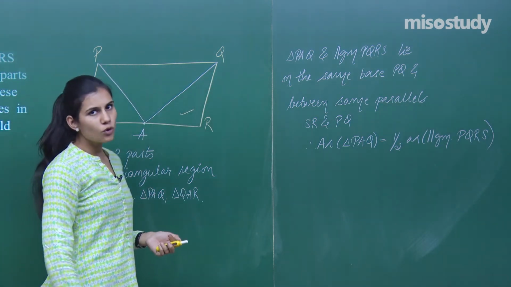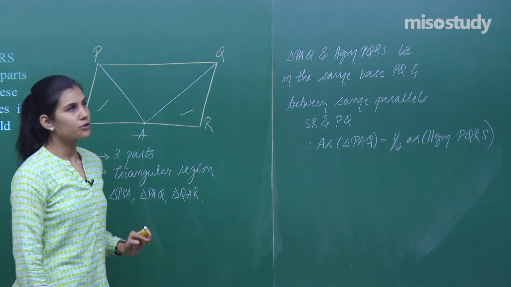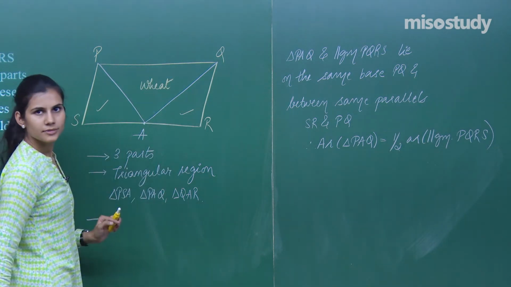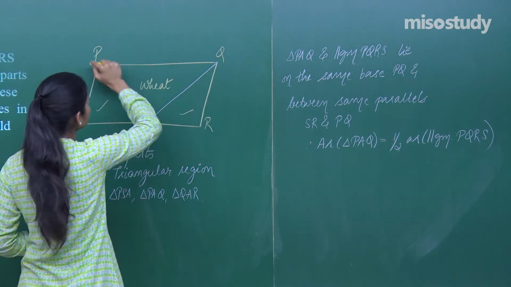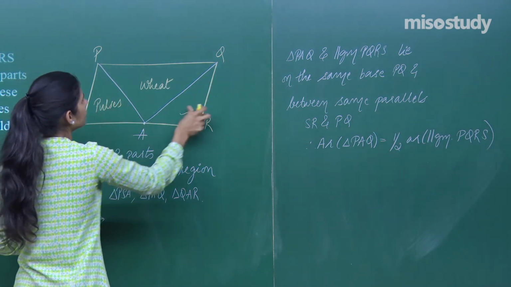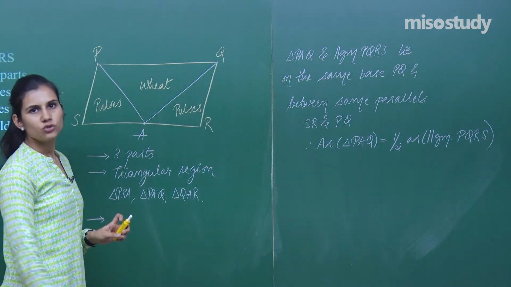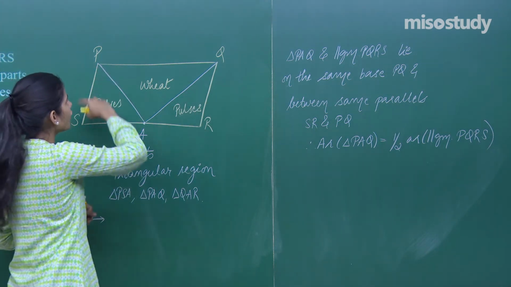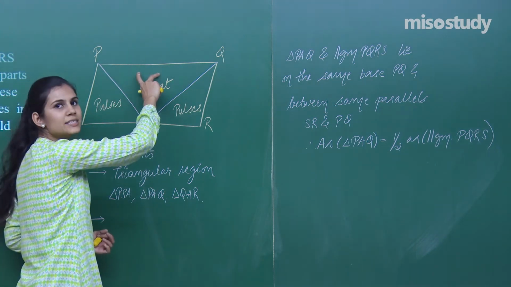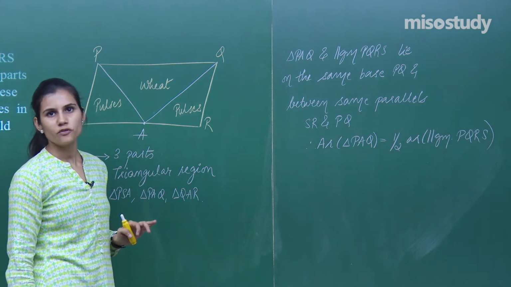So if you want to sow wheat and pulses equally in separate regions of this parallelogram, you can sow wheat over here in this triangular region PAQ, and you can sow pulses here as well as here in the rest of the 2 triangular regions. So from the entire parallelogram shaped field, half is consumed in the sowing of wheat and exact half other is consumed in the sowing of pulses.